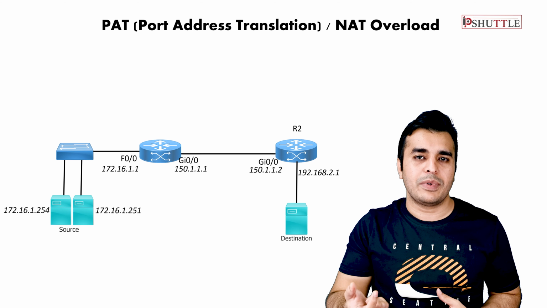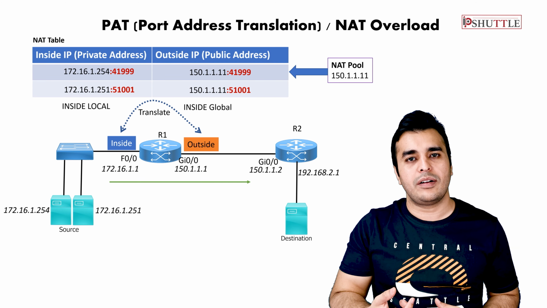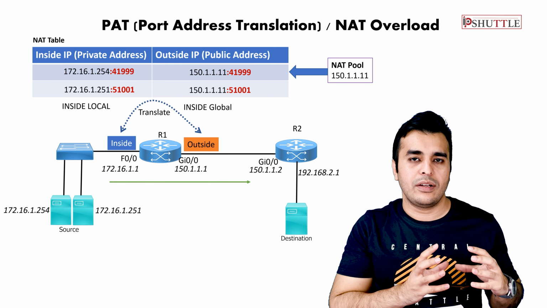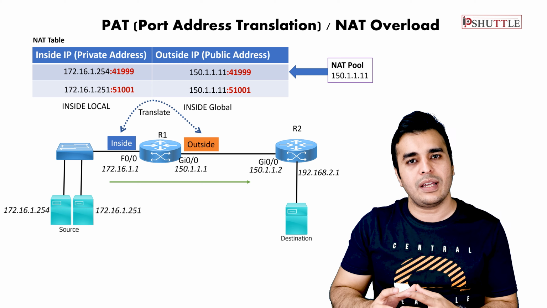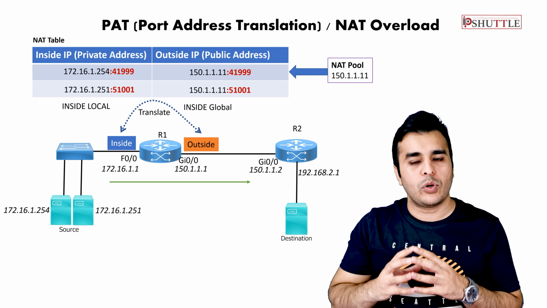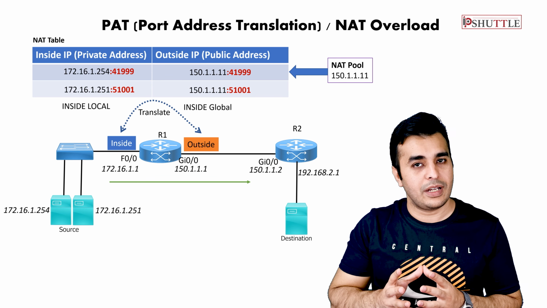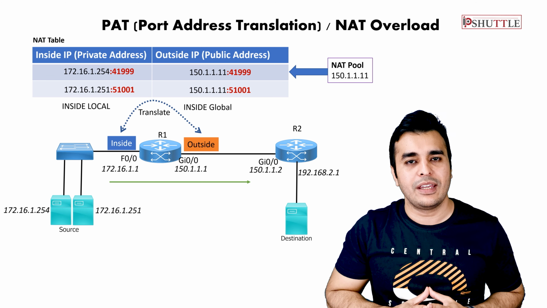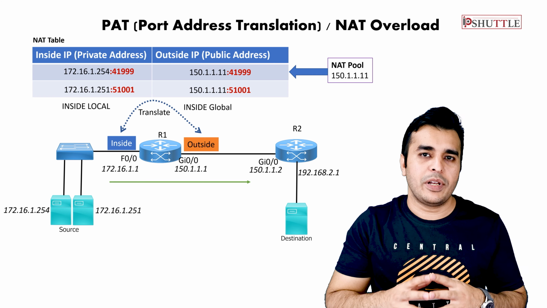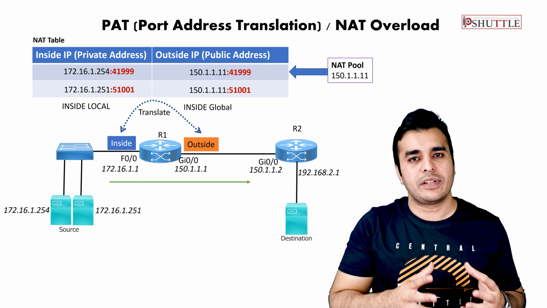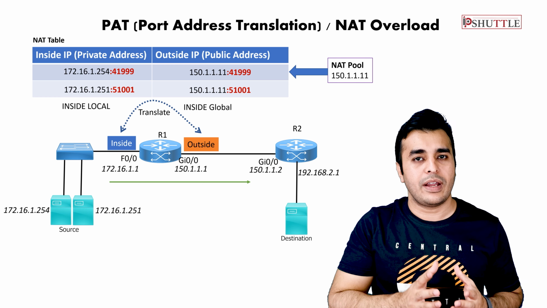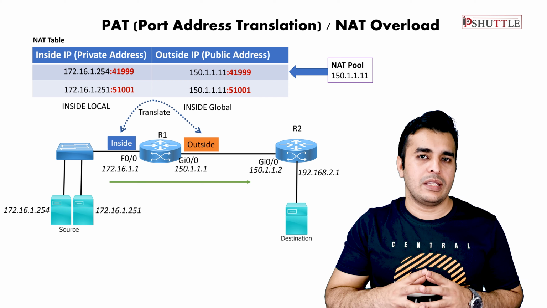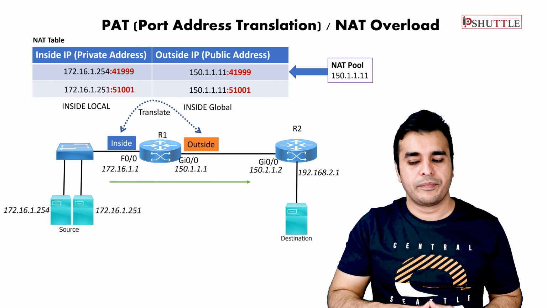In overload, what happens is, overload is a term which refers to all the IP addresses which are inside local being translated to a single IP address until the port numbers get exhausted. I'm sure it's a little confusing, but just hold on for a second. I will be explaining that. For example, we have the source, same 172.16.1.254 and 254. We have the two sources. What is going to happen in the scenario of overload?